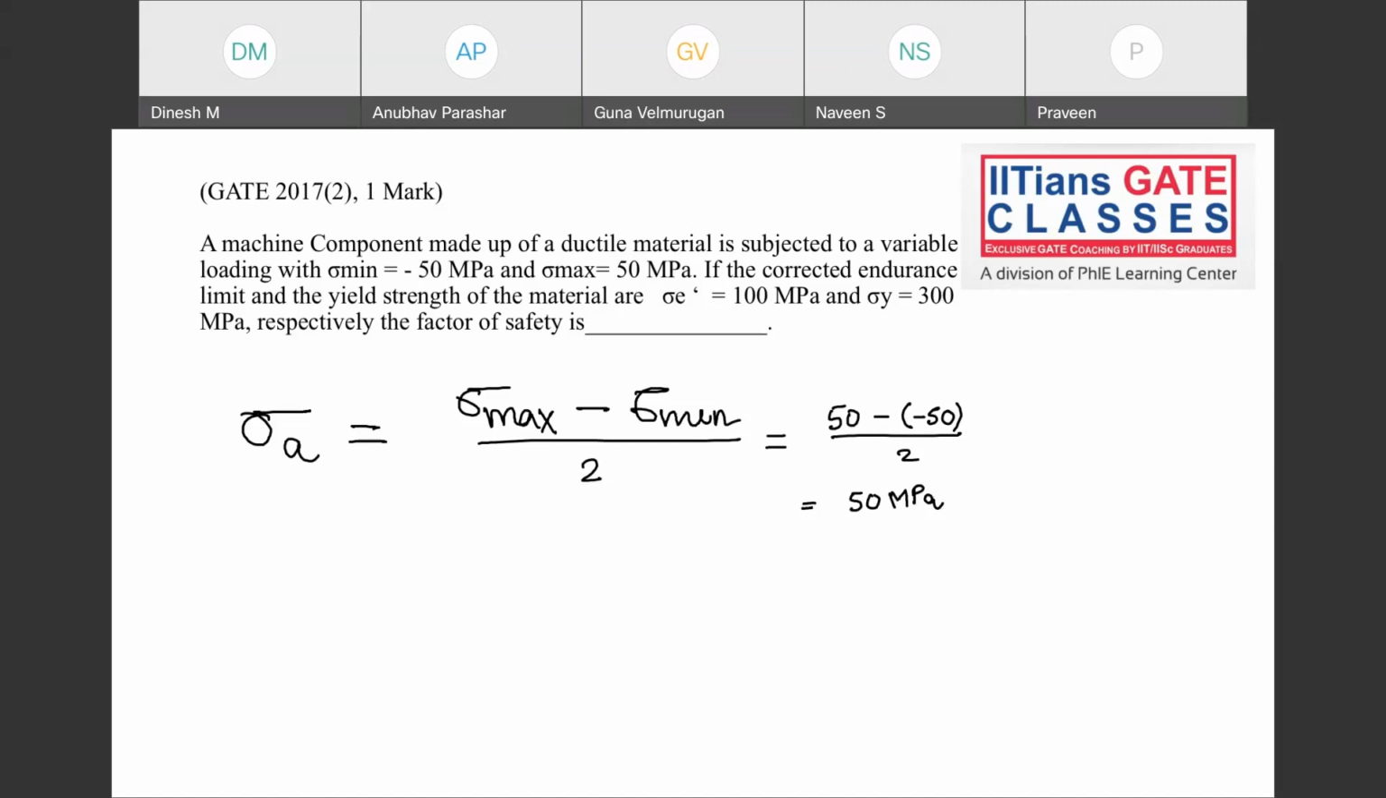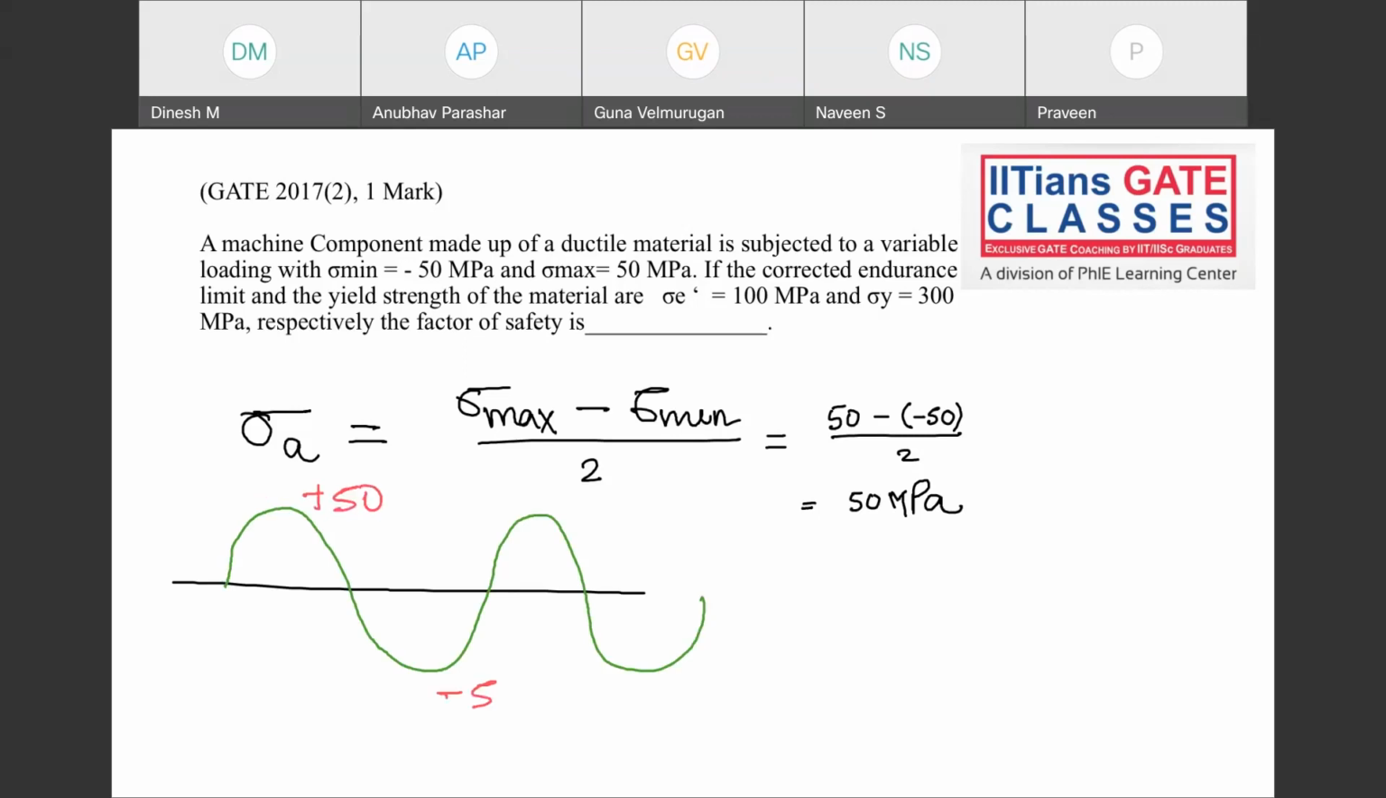Nothing else is given. Okay, endurance limit is given means we are designing it for infinite life. If you want to see, the stress curve will be something like this, with the maximum stress that is being subjected: plus 50, minus 50, plus 50. This is a very easy question actually. This can be asked because the level of the question paper will be one-third the level of this. So this is sigma A, and you have received sigma A to be 50 megapascal.